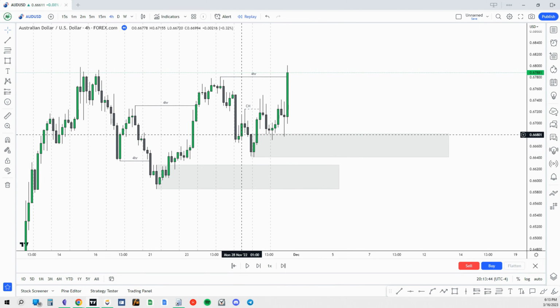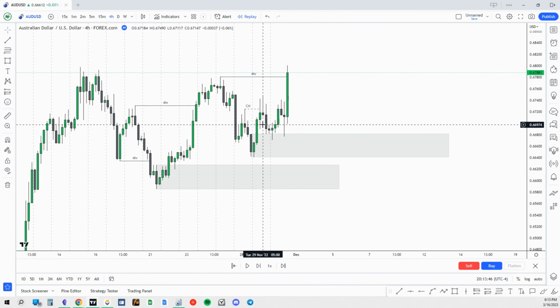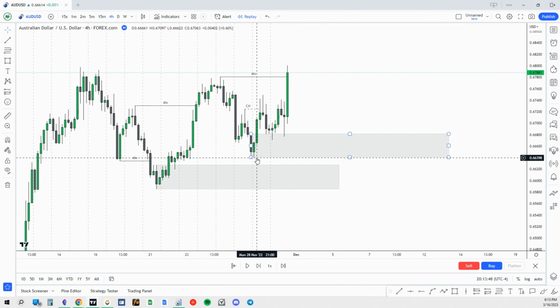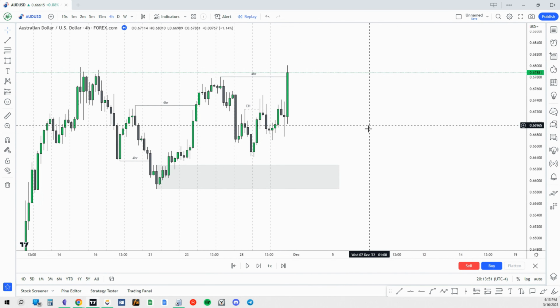So if you did not see the change of character here and you did not take this trade, your charts would look more like this here.